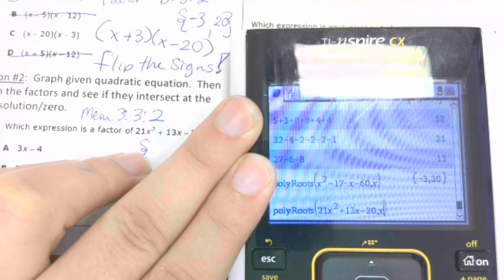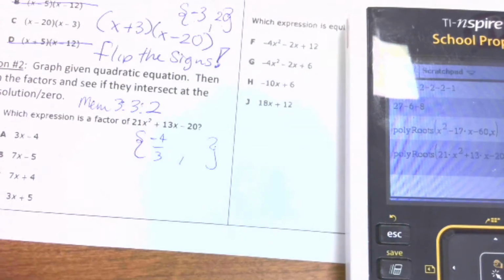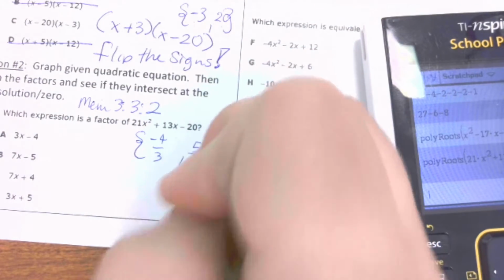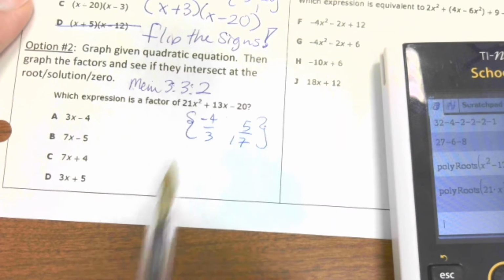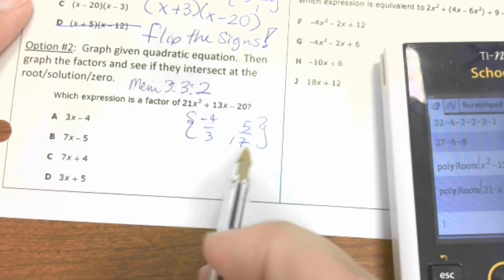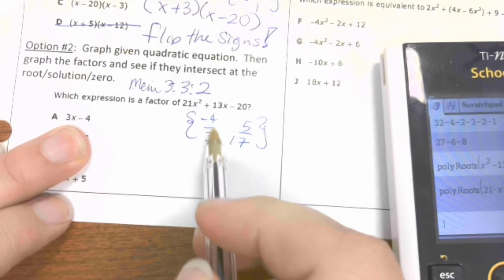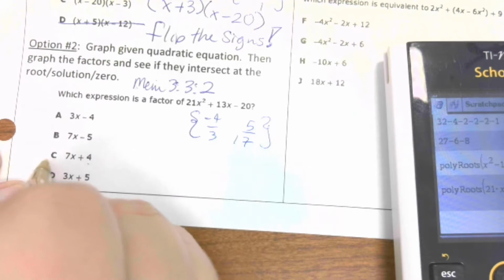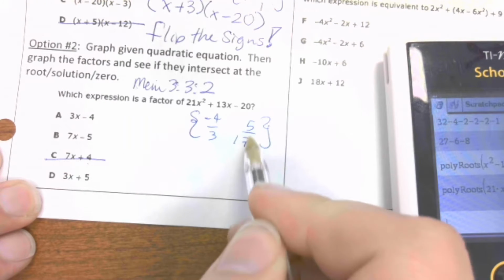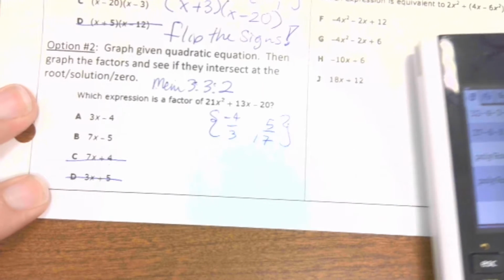x, negative 4 over 3, and 5 over 7. Okay. Now that I have this, I can already knock some things out. 4 and 3 have to be together, so I don't have anything that has a 4 and a 7 together. 5 and 7 have to be together, so these 2 are just the dummy answers. You've got to be not paying attention to pick those.